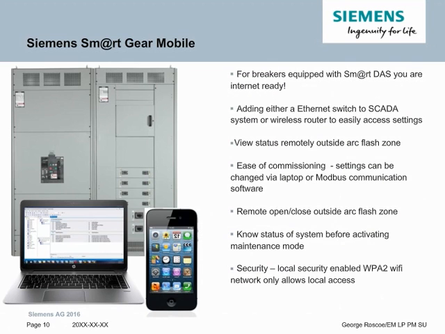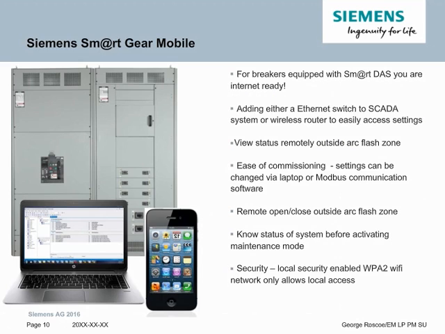For breakers equipped with Smart DAS, you're essentially internet ready. By either adding an Ethernet switch or a wireless router to your system, you can access data from your Smart DAS devices onto either your computer or your phone. What this could do is allow you to remotely view statuses outside the arc flash zone. It can allow for ease of commissioning.